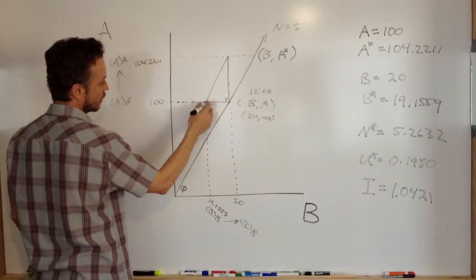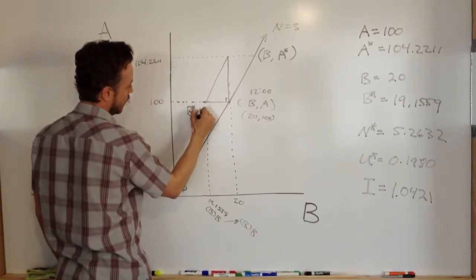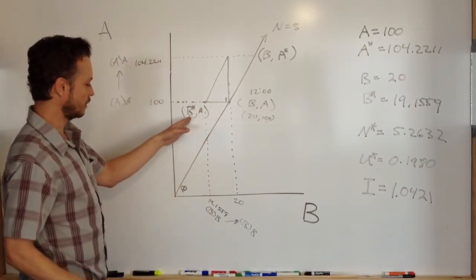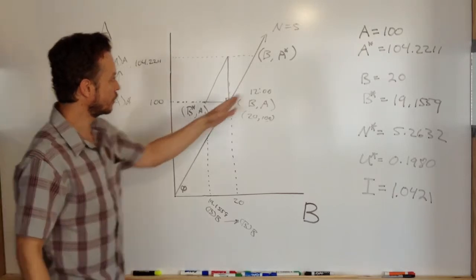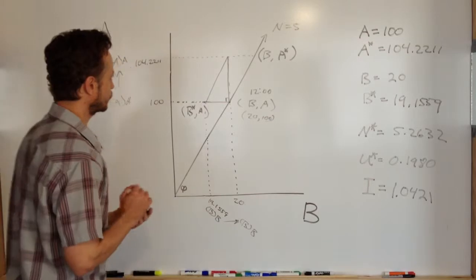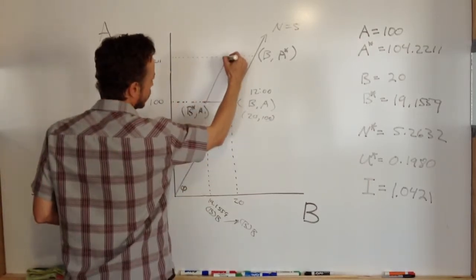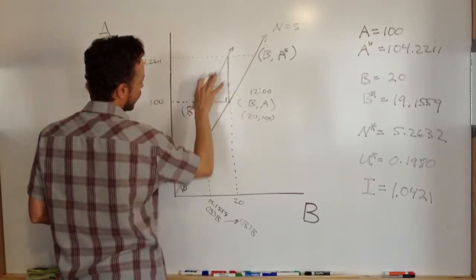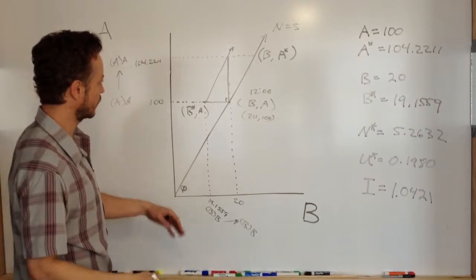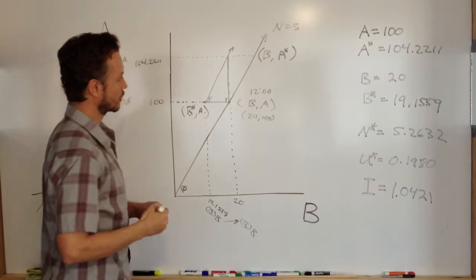And then this here is the point B star, A. Again, when A is 100, B is 19.159. When B is 20, A is 104.221. So what's interesting is that the slope angle, the hypotenuse of this triangle that accounts for the relative frames of reference, it's the same. It works out to be the same.